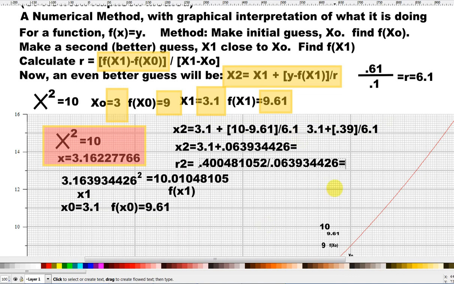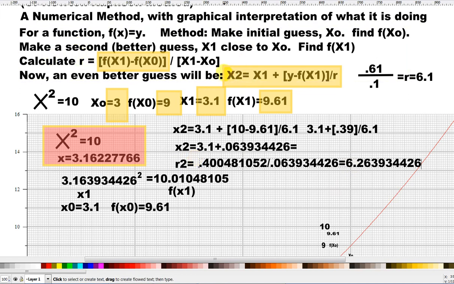So our new r2 equals 6.26393426. And again, I'm going to use all these decimal places because the point here is for accuracy. And that's our new r2. Okay, or our new r here.